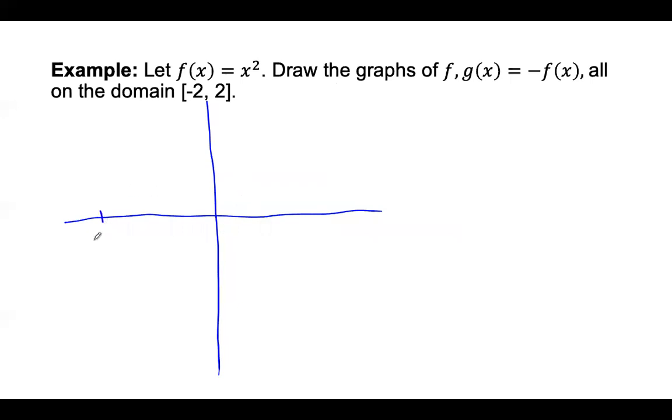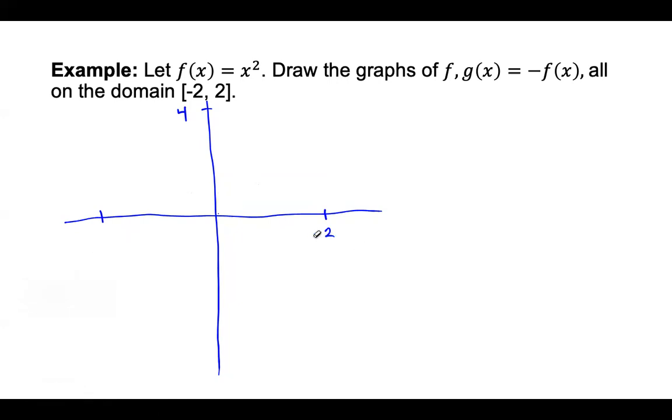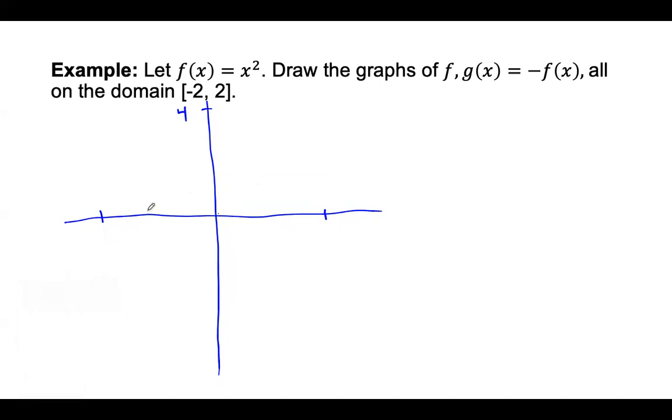Again, it's on -2 to 2. It's not exactly drawn to scale because I'm putting a 4 here. Actually, the 4 should go up there. Erase this. So it looks something like this.